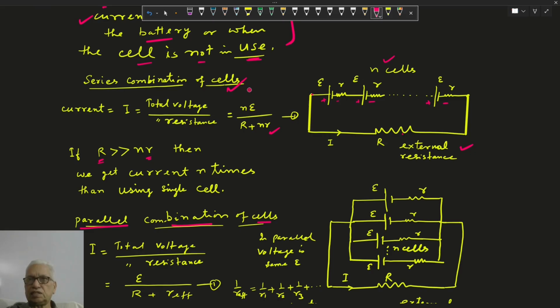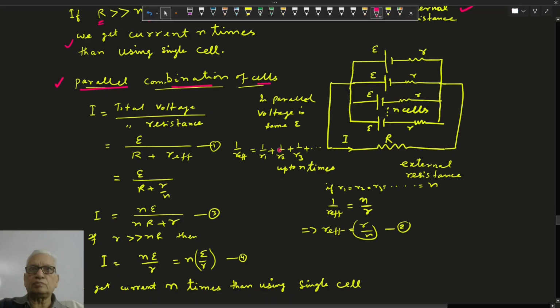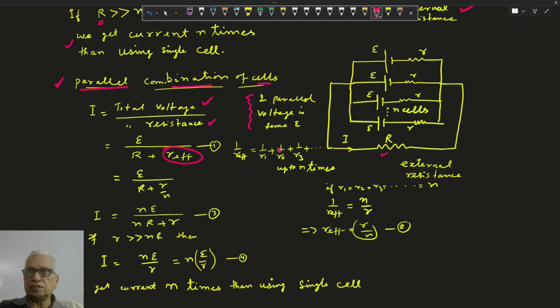That is, one cell gives current E by R, n cells will give nE by R. So this way, if R is much more than nr, it is beneficial here. Now connect them in parallel combination of cells. Identical n cells are there in parallel, voltage remains the same. Current will be total voltage divided by the total resistance. Voltage is only E and resistance is the effective total. These internal resistances are connected in parallel. The formula here is 1 upon R.